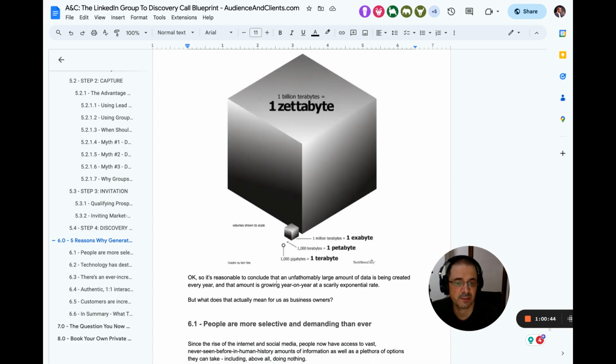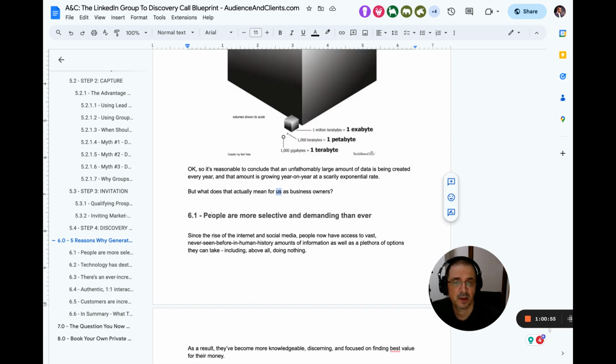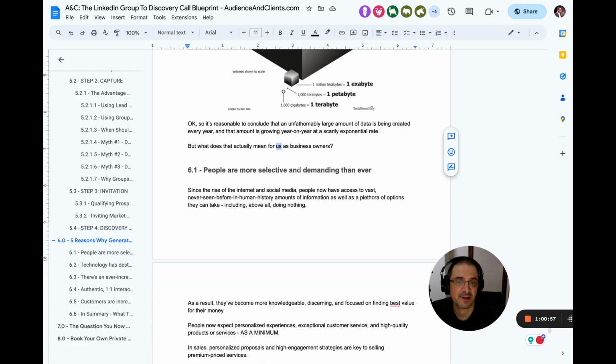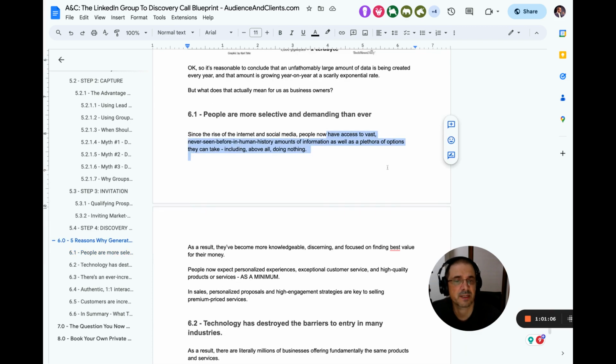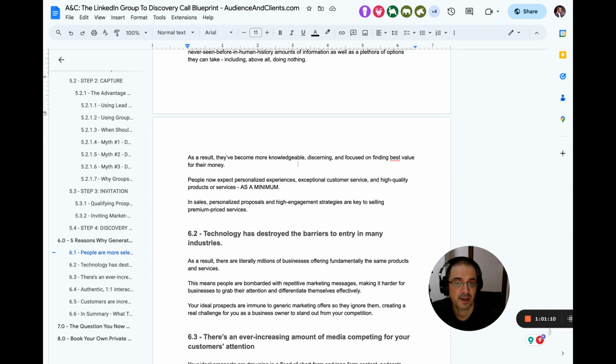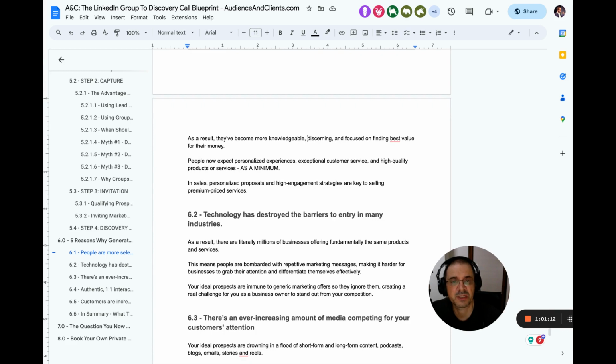So it is reasonable to conclude that an unfathomably large amount of data is being created every year, and that amount is growing year on year at a scarily exponential rate. But what does that actually mean for us as business owners? Well, people are more selective and demanding than ever before, right? Since the rise of the internet and social media, people now have access to vast, never seen before in human history amounts of information, as well as a plethora of options they can take, including above all, doing nothing. And as a result, they've become more knowledgeable, discerning, and focused on finding best value for their money.